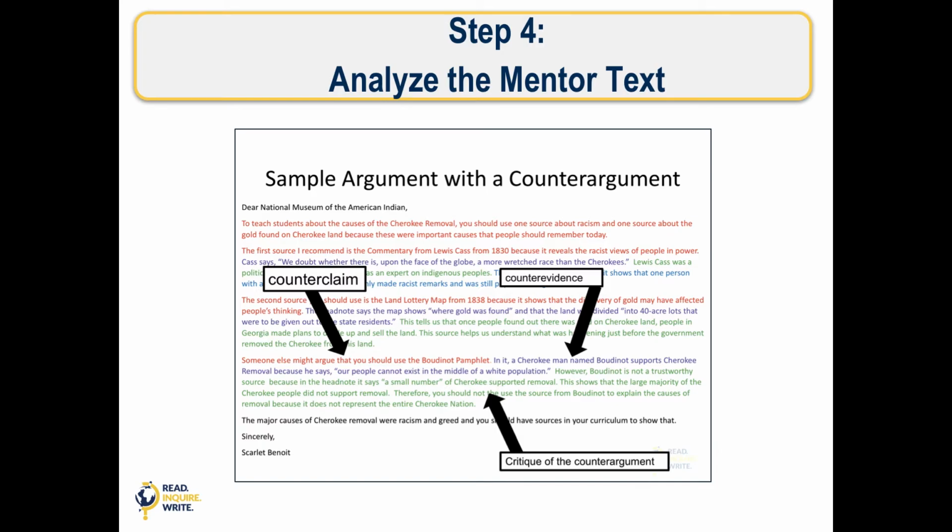Then in step 4, you will read and analyze a mentor text similar to the type of essay you will write about the abolitionists. A mentor text is a sample of writing that shows you one way to organize and write a counter-argument. It includes important parts such as counterclaim, counter-evidence, and critique of the counter-argument. It's a good example of the way you can structure your own response about the abolitionists. Just remember that the mentor text is not exactly what you'll write, and it is not a source. The mentor text is one example of what your essay might look like.